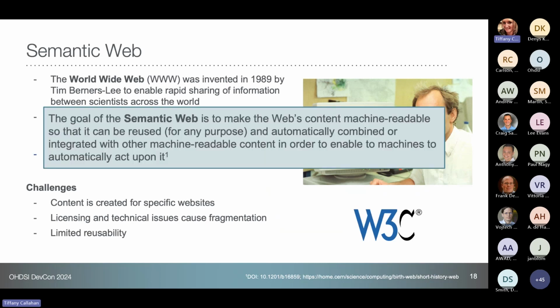So why is this important? It's because this is what motivated the semantic web. The goal was to address these challenges by making the web's content machine readable, so it can be reused for any purpose, ideally, and automatically combined or integrated with other machine readable content in order to enable machines to automatically do stuff with it. So this was the grand goal.